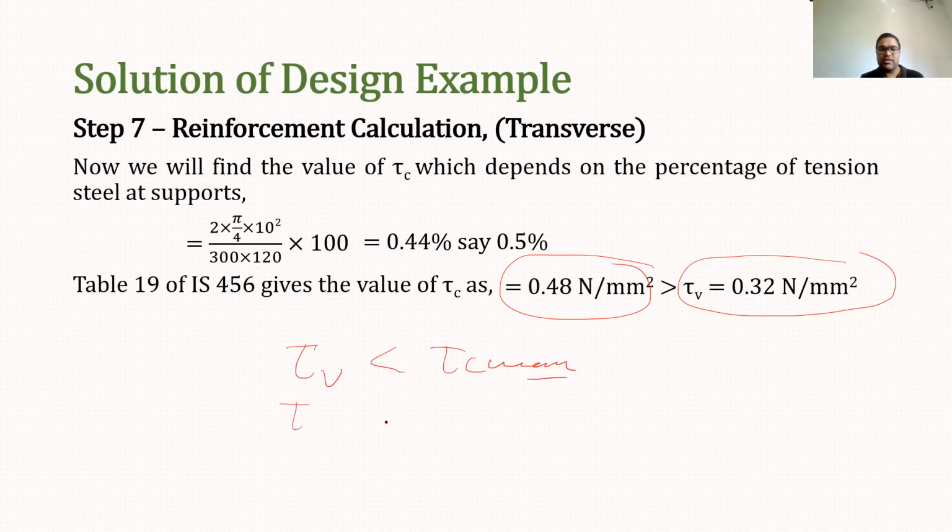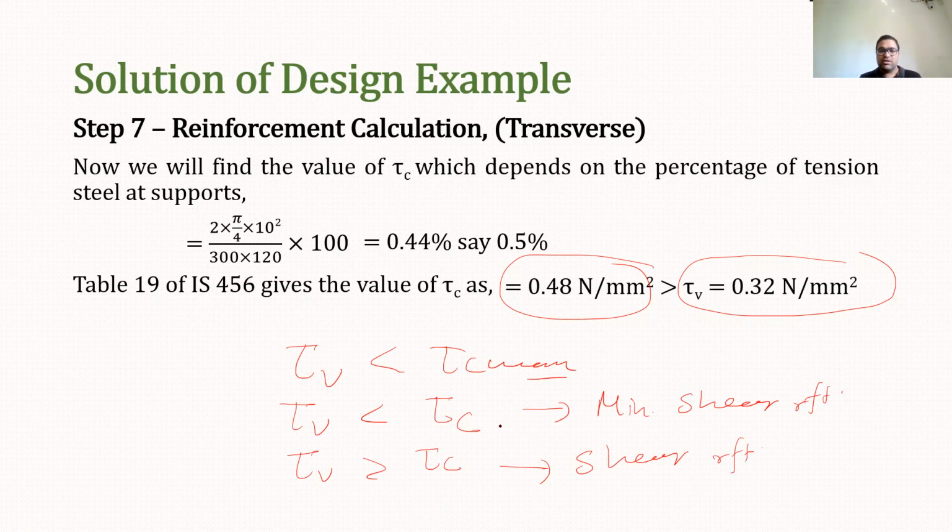If tau v is less than tau c, it means our beam is safe in shear, but we have to provide minimum shear reinforcement. And if the value of tau v is greater than tau c, in that case, we are required to provide shear reinforcement. So that is the case that we need to remember.